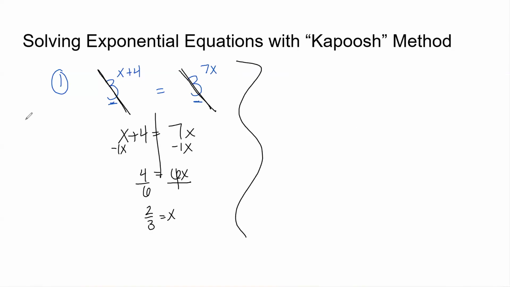Let me make that just a little bit harder. Example 2. Let's have 4 to the 2x minus 1 times 4 to the x equals 4 to the, just making these up, 5x plus 3. So they do all have a base of 4, but we're only allowed to kapoosh twice.